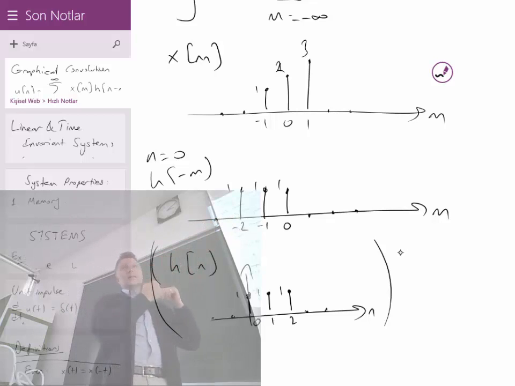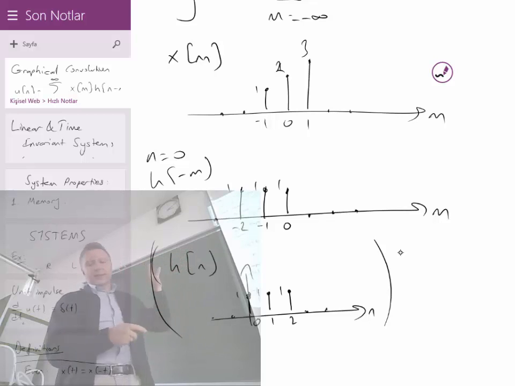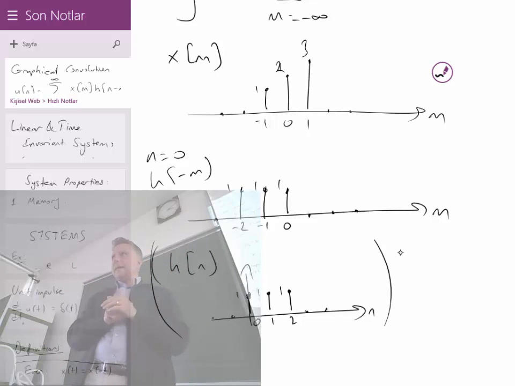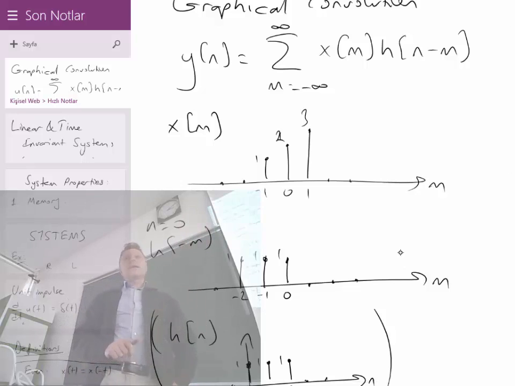If n is negative, for example, if n is equal to minus 1, what does h of minus 1 minus m look like? It will be shifted towards left this time. If it is minus 2, it will be shifted towards left once more. And it will go to the left hand side. So by changing n, the original time variable of our output, I'm just shifting the flipped around version of h. First I flip it around and I shift it to the right or to the left by changing n.